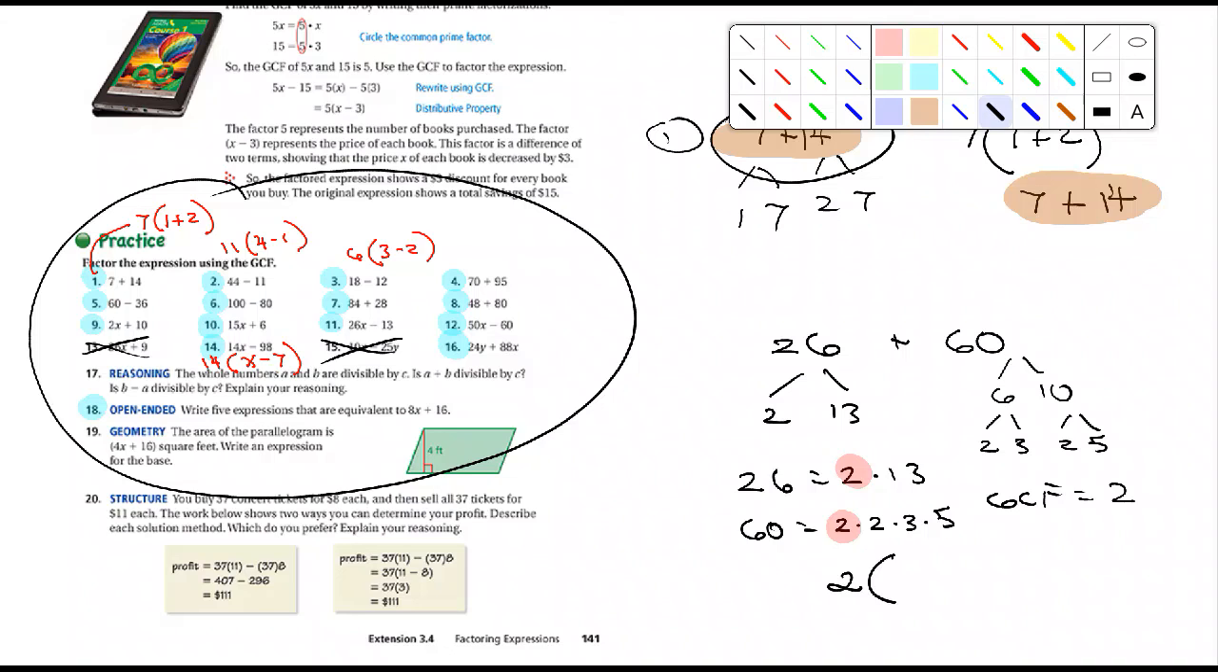So here's what I would do. I'm going to put 2 on the outside of the parentheses, and then I'll ask myself, first off, what times 2 equals 26? 13. Okay. Plus, what times 2 equals 60? 30.